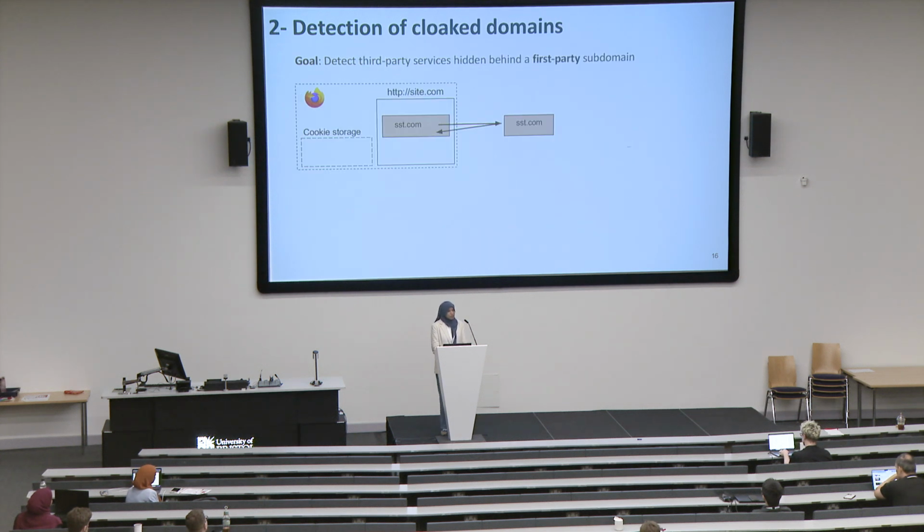Next, we focused on the detection of cloaked domains. So basically, when a website includes a server-side tracker, with default configuration, this server-side tracker will appear as a third-party service, generating third-party requests and responses, and these requests can be easily detected and blocked. Therefore, the SST providers recommend the usage of DNS configuration so that the SST domain appears as a first-party subdomain.